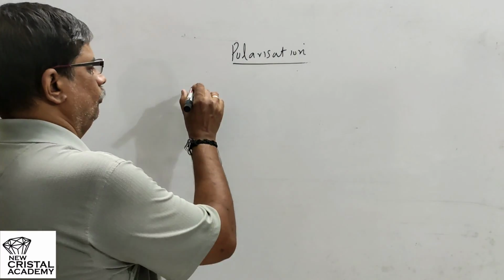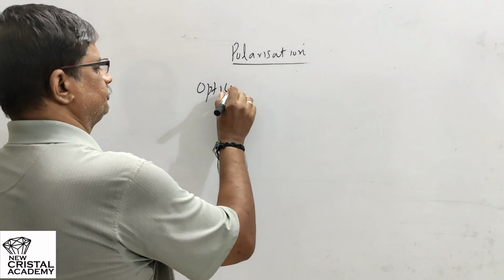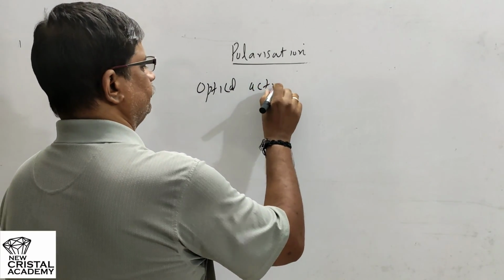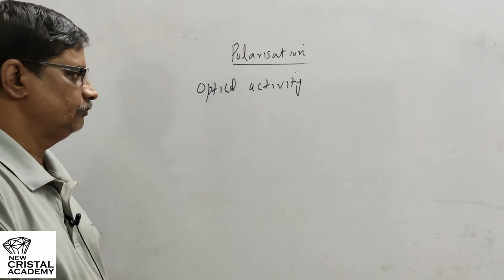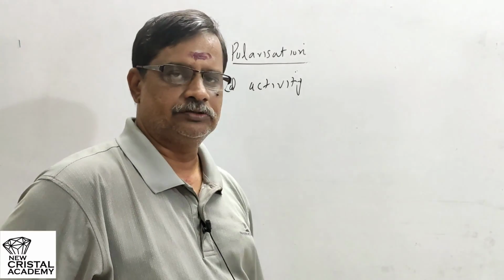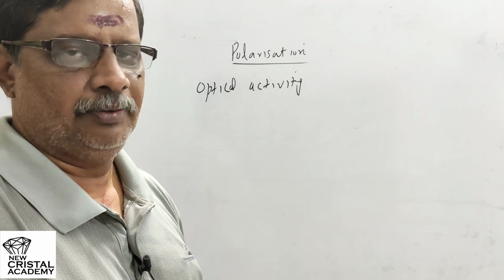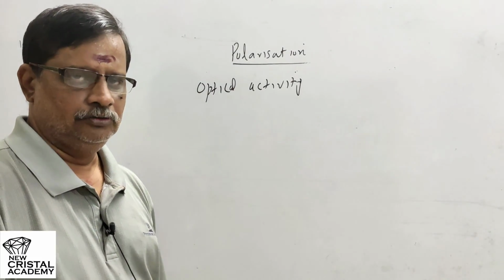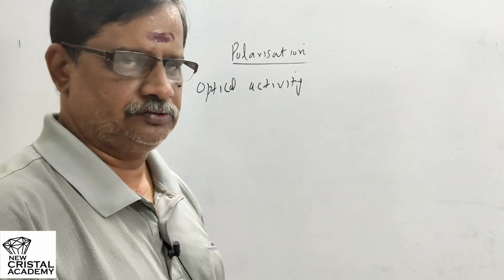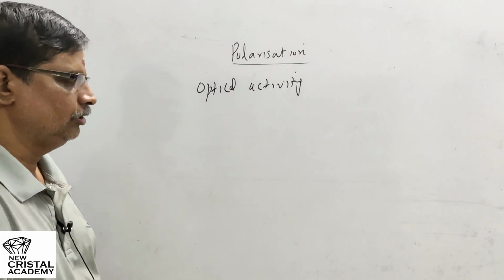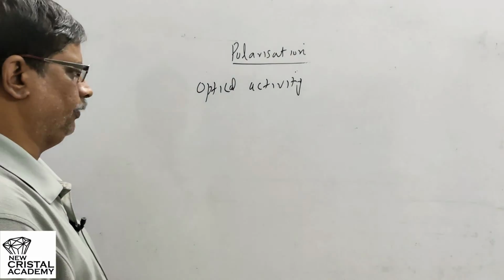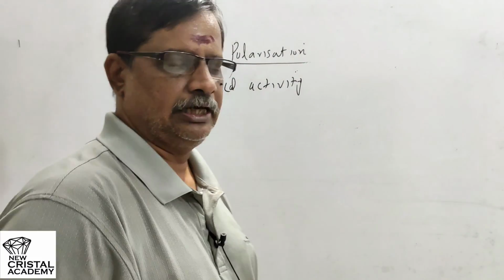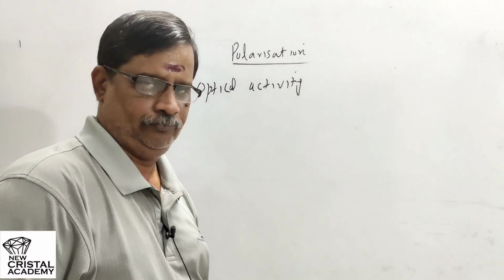Finally, we will have a small discussion on optical activity. Optical activity is something you have studied in your chemistry theory. What is meant by optical activity? Optical activity is the property by which certain substances rotate the plane of vibration as polarized light passes through them. This is called optical activity, and the substances capable of doing this are called optically active.